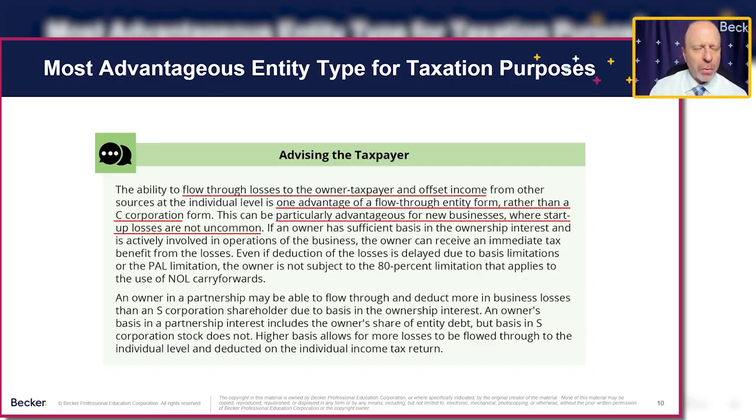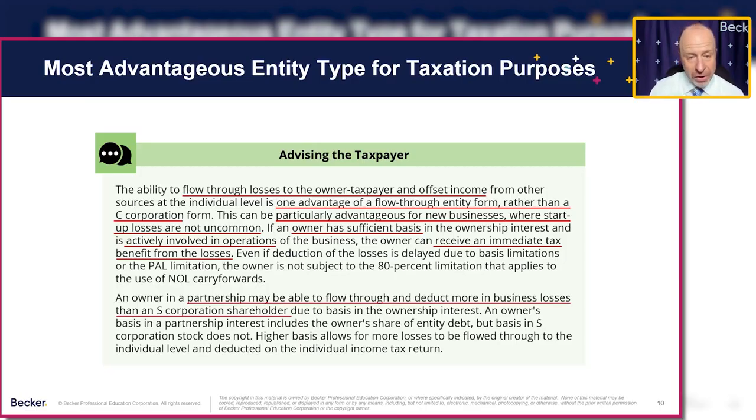Now, we'll do an example where you see how this works in just a moment. So the particular advantage for this new business where you have these startup losses, that's not uncommon. You start a new business, you put a lot of money into it, you don't make a lot of money, you have big losses up front. You want to be able to deduct those losses up front. Well, as long as you have sufficient basis. Remember I told you about those hurdles, the tax basis hurdle, the at-risk hurdle, things like that. If you have enough basis, guess what? And you actively participate in the operations, you get an immediate tax benefit of deducting the losses to offset other income items that you have. That's an advantage of a flow through over a C corporation.